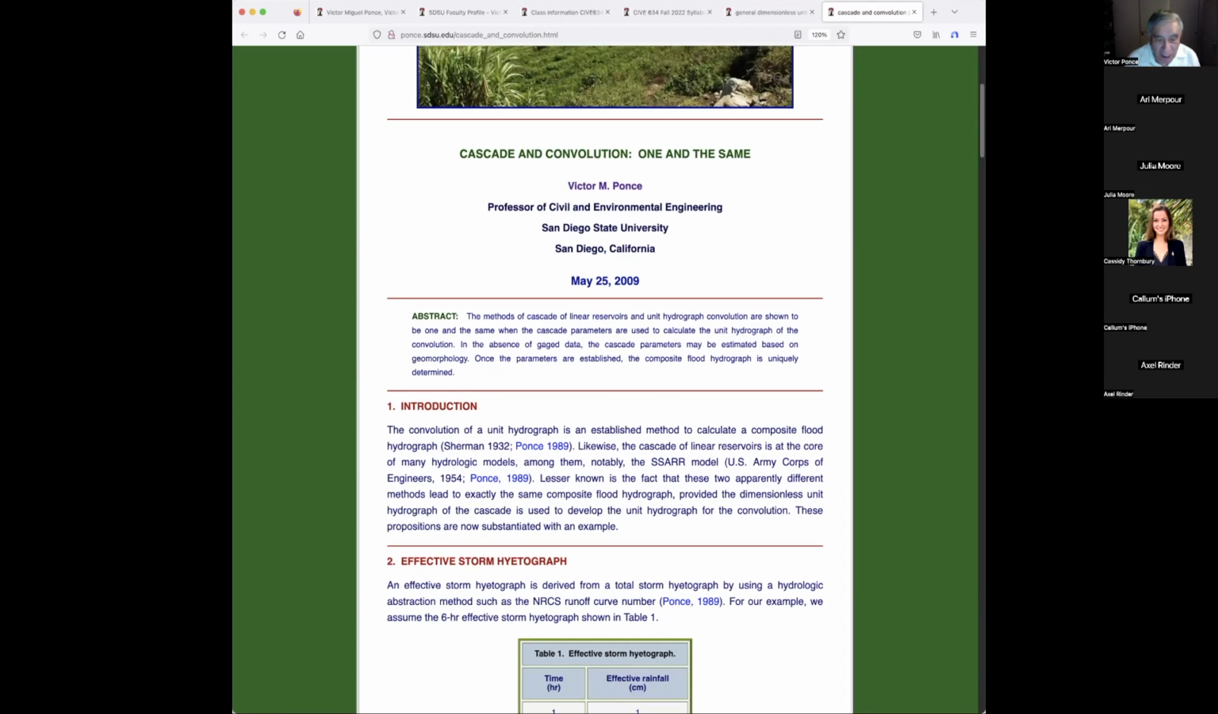Okay, so we're going to come in here and say this. The convolution, the cascade linear reservoirs, and unit hydrograph convolution, those very respected terms are shown to be one and the same when the cascade parameters are used to calculate the unit hydrograph of the convolution. So there's an if. In that case, they end up being just one problem, one physical problem stated, and therefore the answer is the same. Now, I should confide to you that at the time I didn't know this, but I realized that was the case once I got the two answers. I looked at them and they were the same.